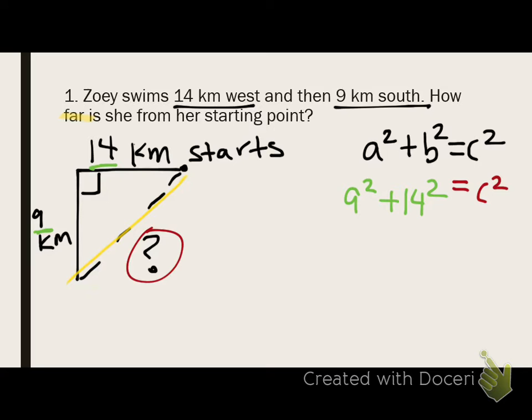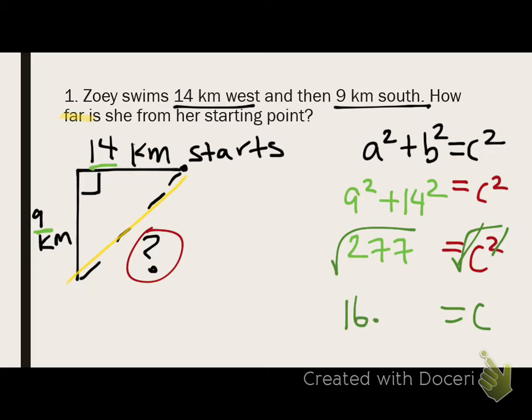Just type the whole number in. Like, just type all of 9 squared and 14 squared in your calculator together. What do we get? 277. Take the square root. We're going to round to the 10th. If it doesn't mention it, just do the 10th. And then 16.6 kilometers. Good.